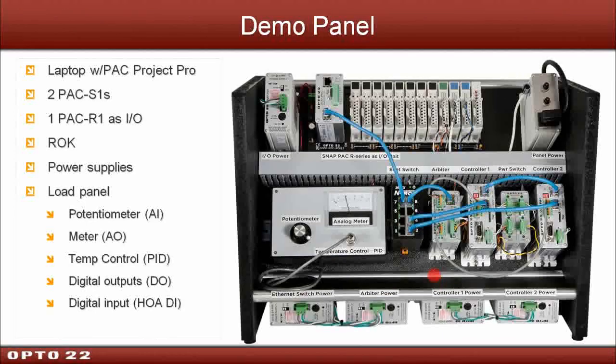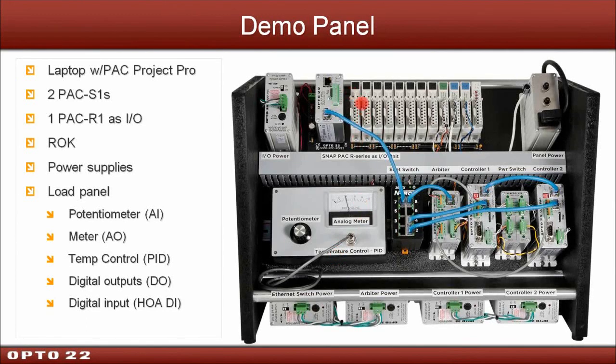Now, the other parts of the panel, I have a potentiometer here, an analog meter over here. We've also got a temperature loop. It's a standard PID. For those of you familiar with Opto and our learning centers, this is just the PID loop simulator from our learning centers. That means it includes a temperature input and a small thermistor control output that allows me to heat the element to change the process variable or the temperature input.